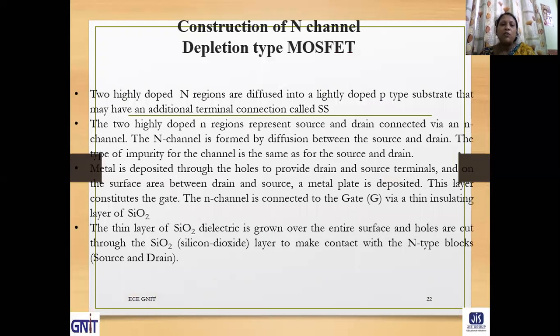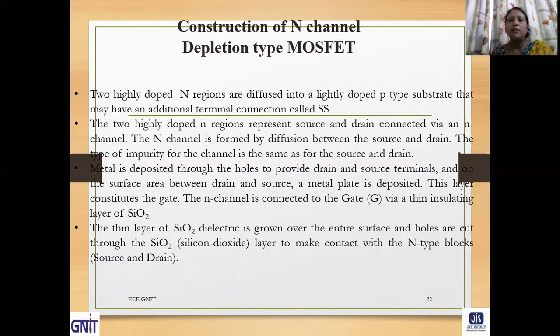So two highly doped N regions are diffused into a lightly doped P-type substrate, which may have an additional terminal connection called SS. The two highly doped N regions represent source and drain, connected by an N channel. The N channel is formed by diffusion between the source and drain.